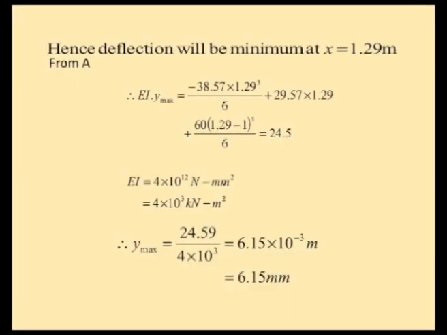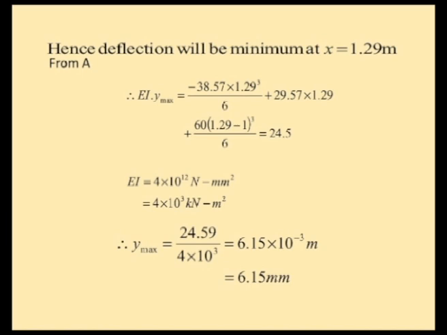In case we get a value lesser than 1, then we need to redo the calculation by equating the slope up to portion A C, that is up to the dotted line, to 0, and then revise the value of x, and by substituting this value of x in the deflection equation we will get the maximum deflection. So, deflection will be maximum at 1.29 meter from A, hence substituting this value in the deflection equation we get maximum deflection of 6.15 mm.